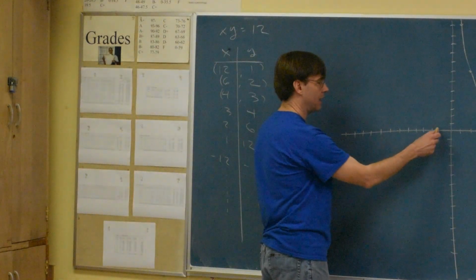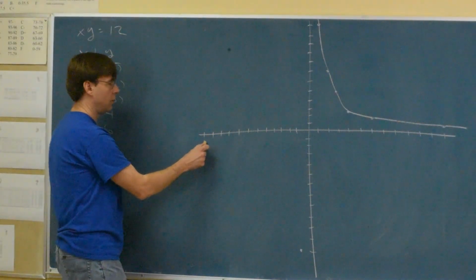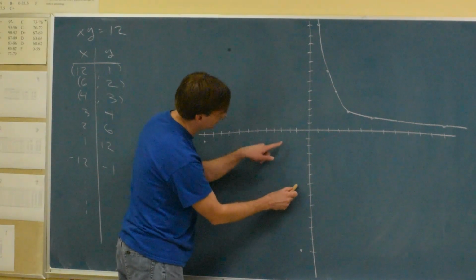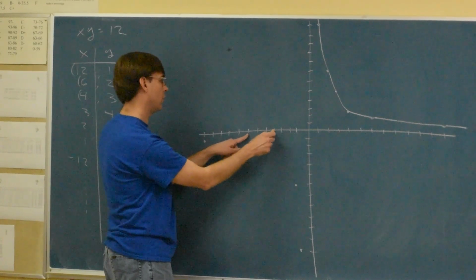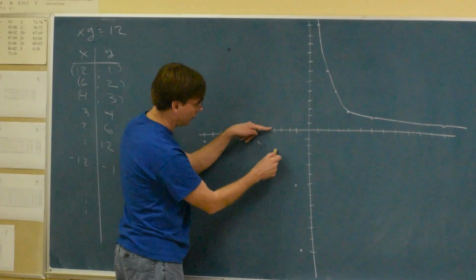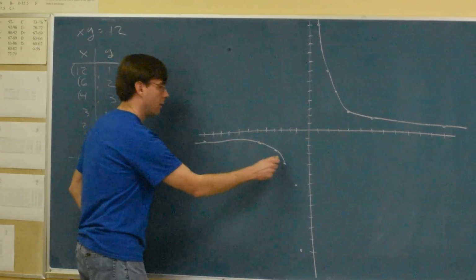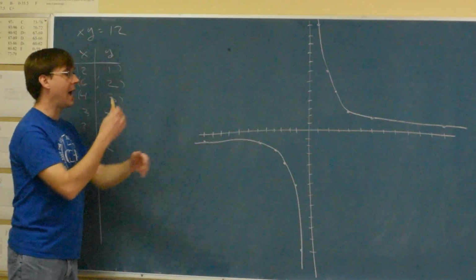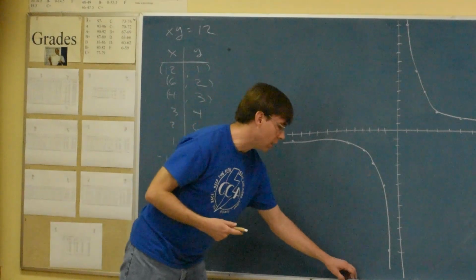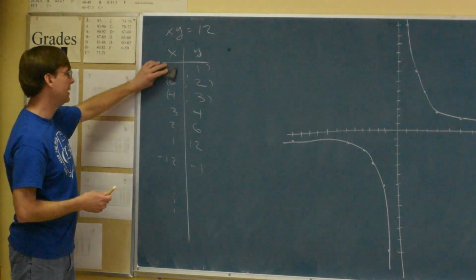So you get stuff like -1 and -12, -12 and -1. Or 2 with 6, or 6 with 2, or 4 with 3, or 3 with 4. And again, the axes, x and y axes themselves, are going to be the asymptotes. So if you have something like 12 that has a lot of times table choices, that's pretty easy.